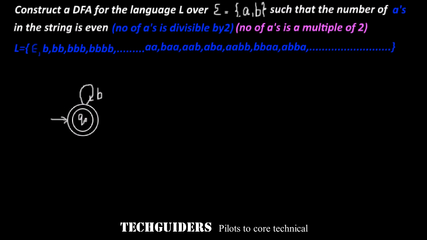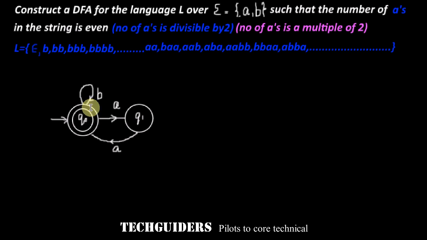From this state, when a symbol A is seen, now the number of A's is 1. So move to another state Q1, which is not an accepting state. Now Q1 remembers that the number of A's is 0 plus 1, or 2 into 0 plus 1. From this state, if we see one more A, then the number of A's will become a multiple of 2. Such strings are to be accepted. So we can move back to the accepting state.